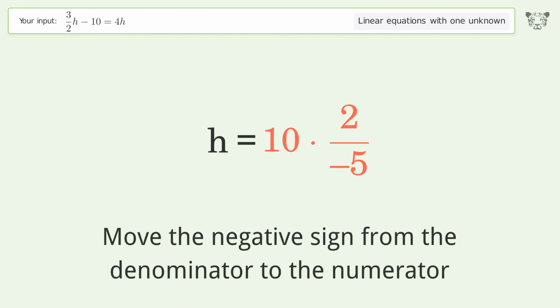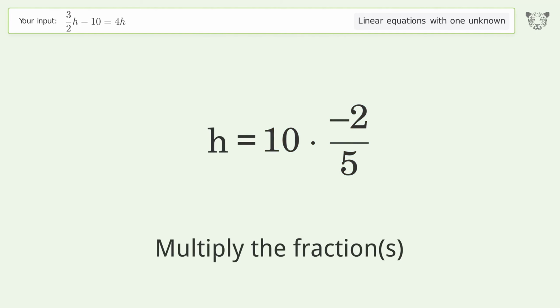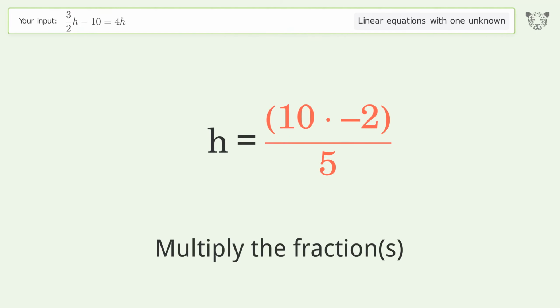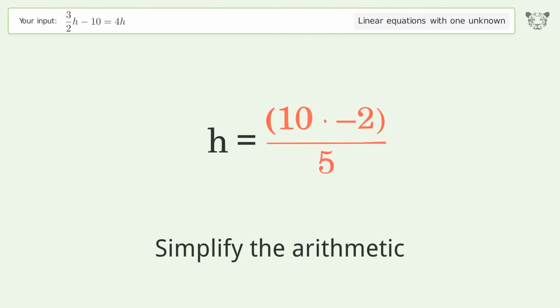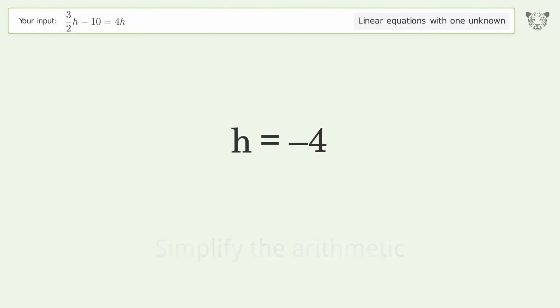Move the negative sign from the denominator to the numerator. Multiply the fractions. Simplify the arithmetic. And so the final result is h equals -4.